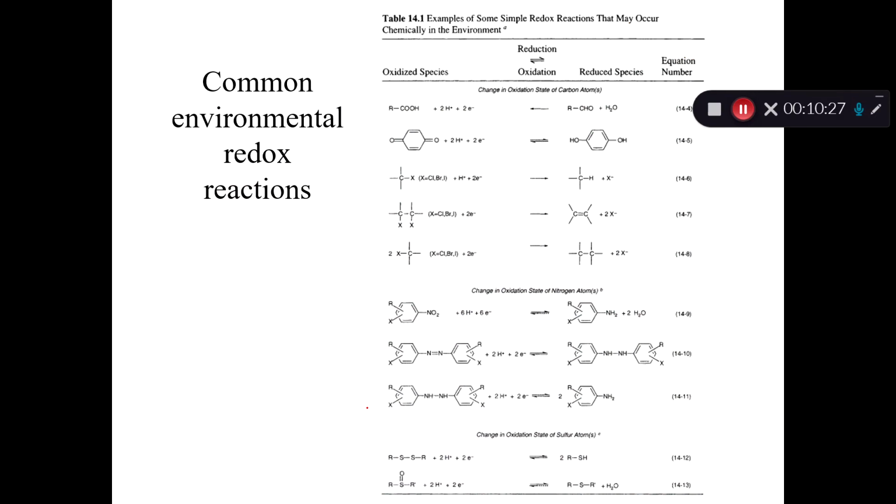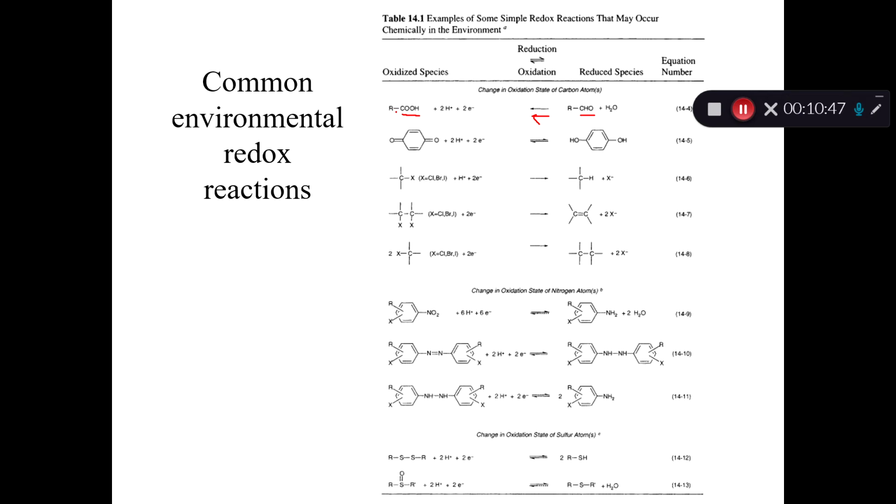So here's some examples of common environmental redox reactions. Here's a carboxylic acid. It's being reduced down to an aldehyde. Okay, actually this, you see the arrow is pointing to the left, meaning that this reaction in the environment typically would go the other way. The aldehyde would be oxidized to a carboxylic acid.